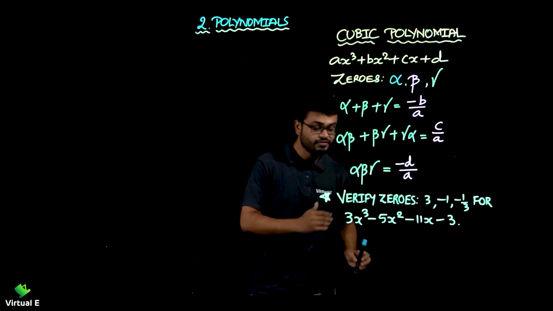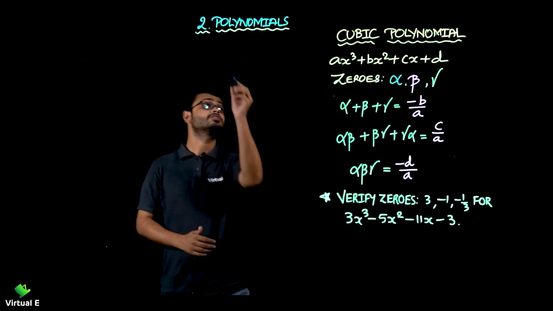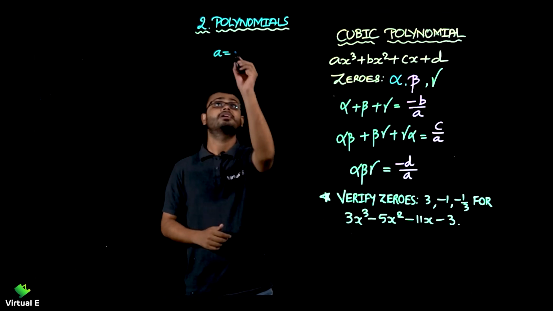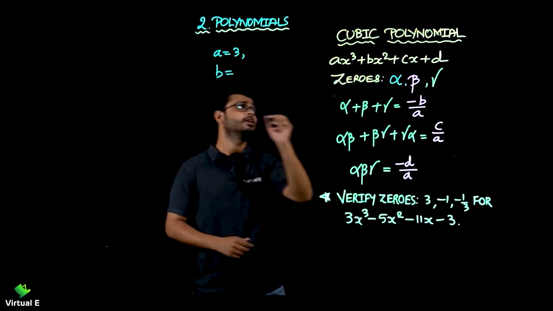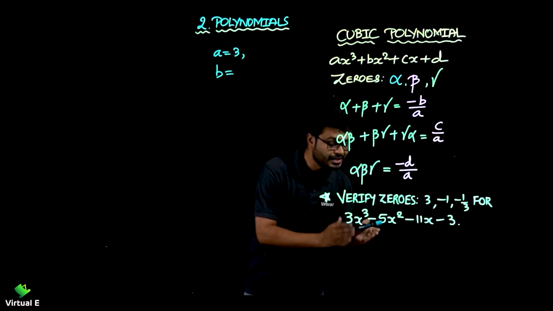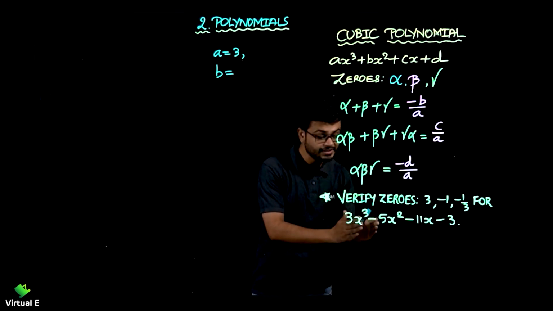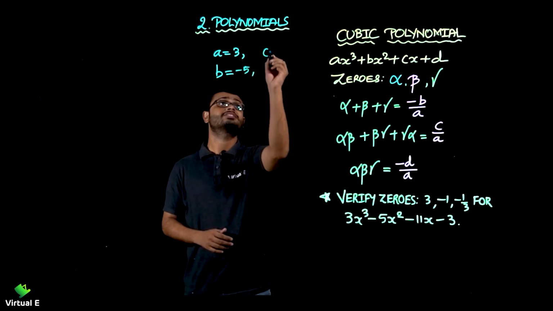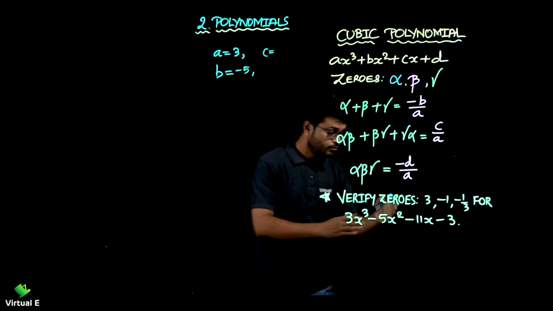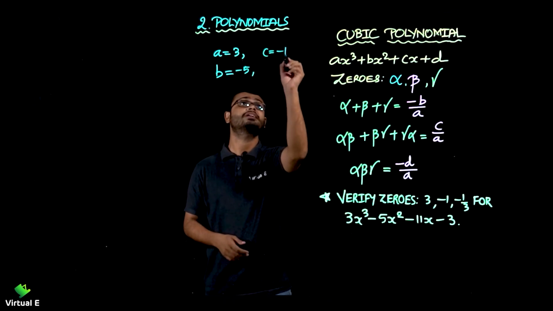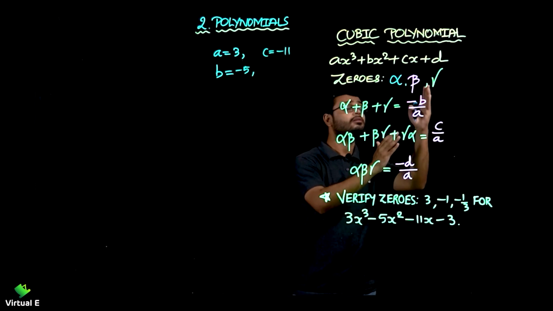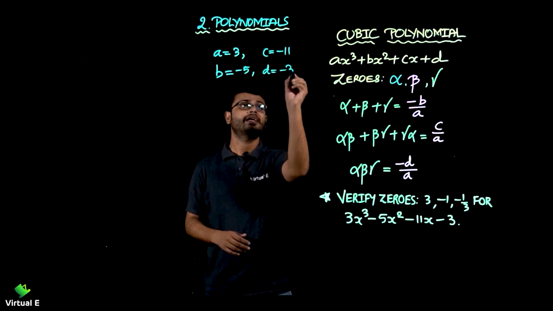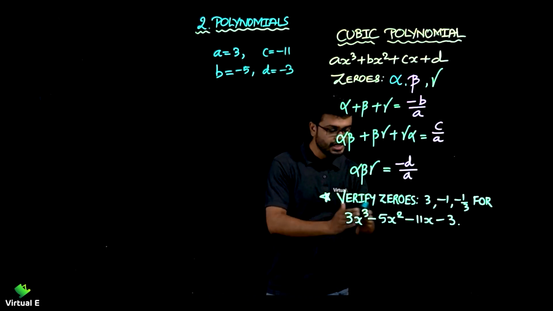Let's start. First of all, I will start with a, b, c, d. The value of a, the coefficient of x cube, is 3. Then the value of b, the coefficient of x square, is minus 5. Don't write only plus 5. Negative signs we need to consider, which is minus 5. Let's talk about c, the coefficient of x, which is minus 11. Then the constant term, which is d, is minus 3 in this case. So d is equal to minus 3. We have the coefficients a, b, c, d.